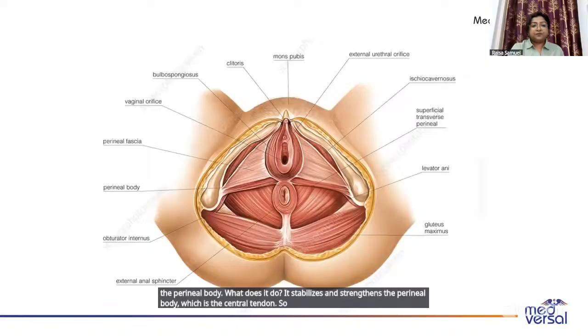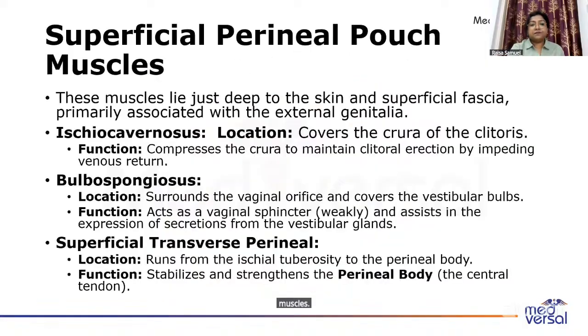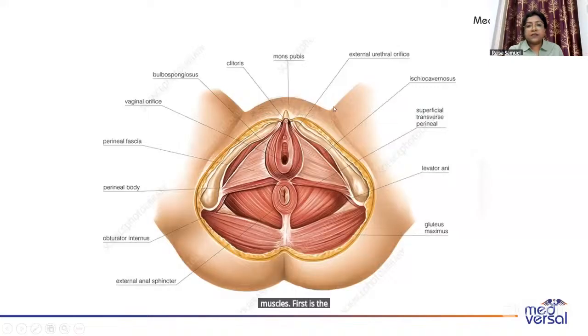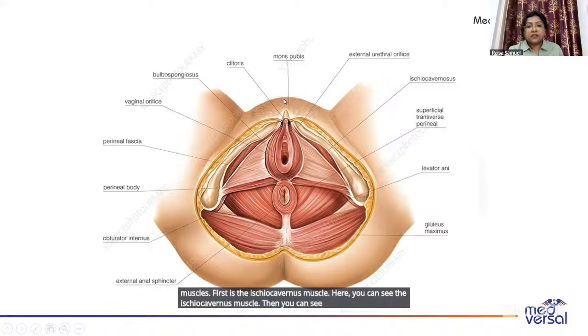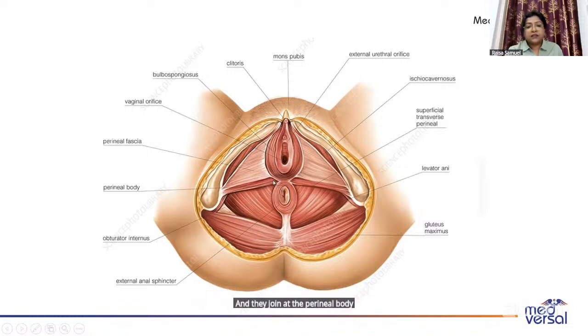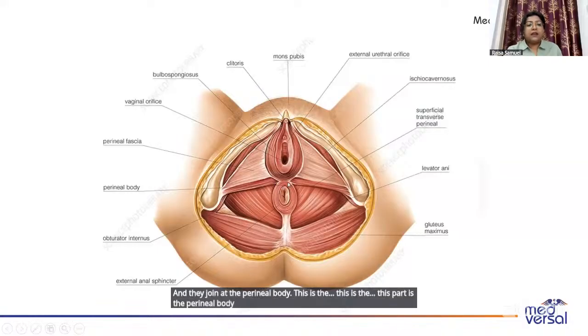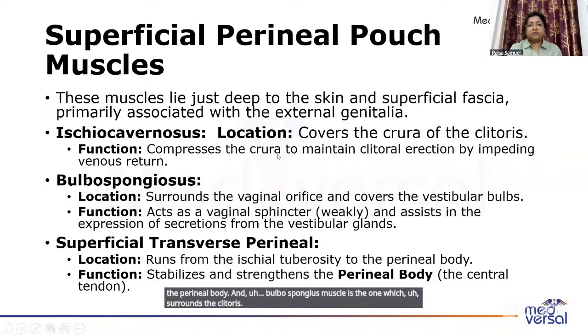So these are the muscles. First is the ischiocavernous muscle. Here you can see the ischiocavernous muscle. Then you can see the mons pubis, the clitoris, and the urethral meatus. Here is the superficial transverse perineal muscle, the transverse one which goes from both ischial tuberosities, and they join at the perineal body. This part is the perineal body, and the bulbospongiosus muscle is the one which surrounds the clitoris and vaginal orifice.